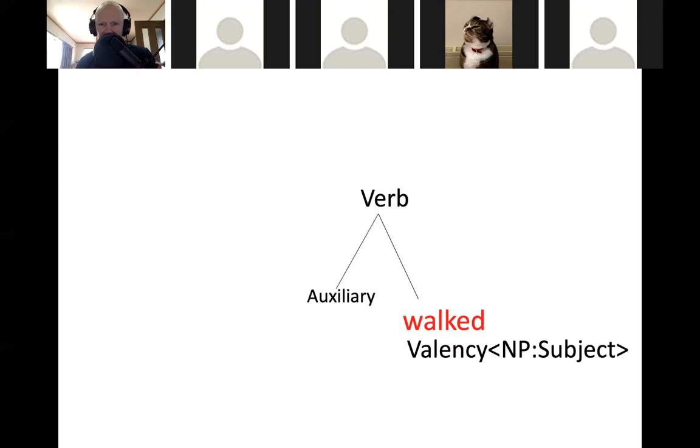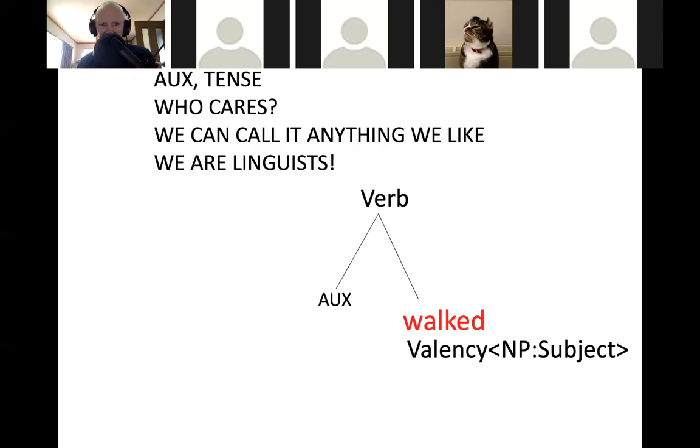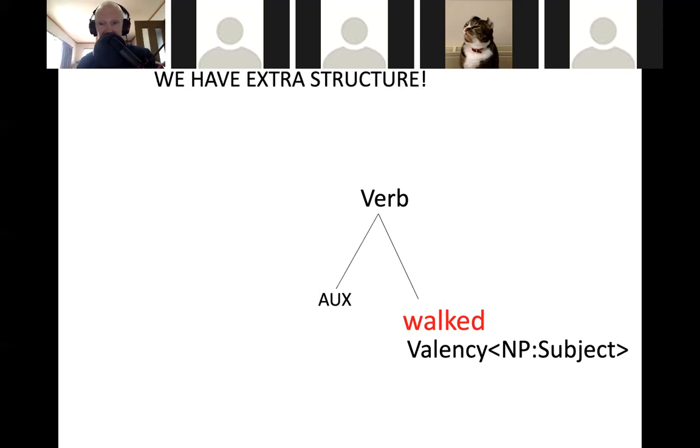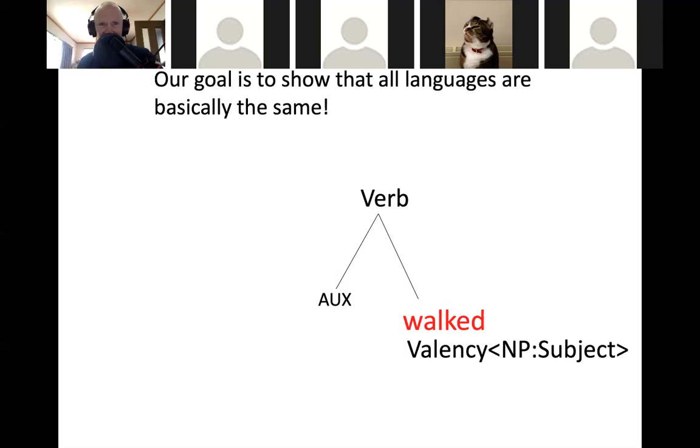But before that, we're going to give it an auxiliary verb, this extra bit. And this comes before the verb, right? So that's the auxiliary, the tense bit. You can say tense or auxiliary, it doesn't make any difference really. It's the same thing, right? Auxiliary tense, whatever we call it, but it comes before the verb, right? And then what happens is you can move something there to this position, right? What's the point? Well, don't worry about that, right? Our goal is to show that all languages are basically the same, right?